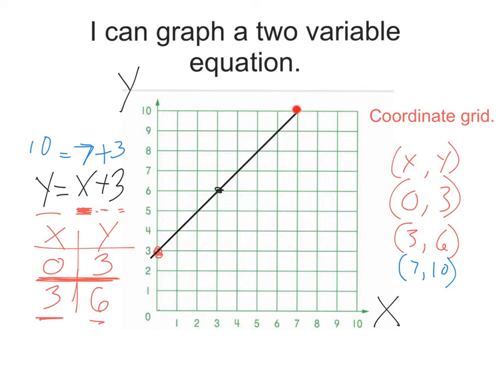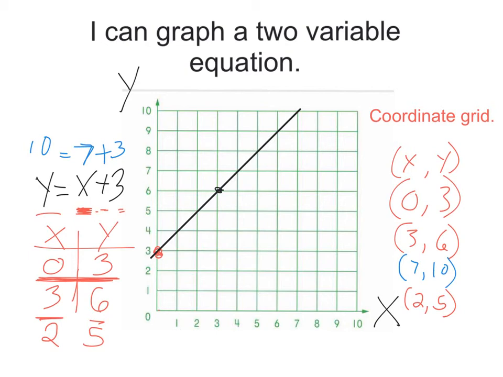Perfect. I could also do something smaller. Let's do 2. If x is 2, 2 plus 3 is 5, so my ordered pair would be 2, 5. And let's check. x is 2, up to 5. Yep, y would equal 5.